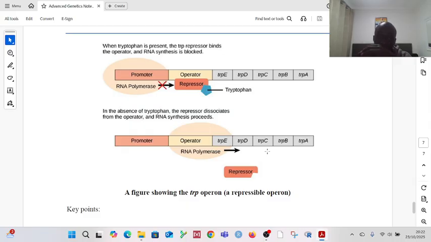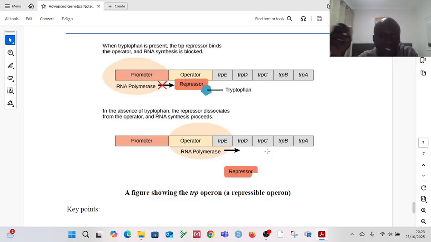These are diagrammatic representations. So when tryptophan is present, it will lead to the binding of the TRP repressor onto the operator. Once that has happened, the RNA synthesis is blocked, the transcription process is blocked, because the RNA polymerase cannot move. Okay? The repressor present on the operator blocks the path of the RNA polymerase. So there can be no transcription.